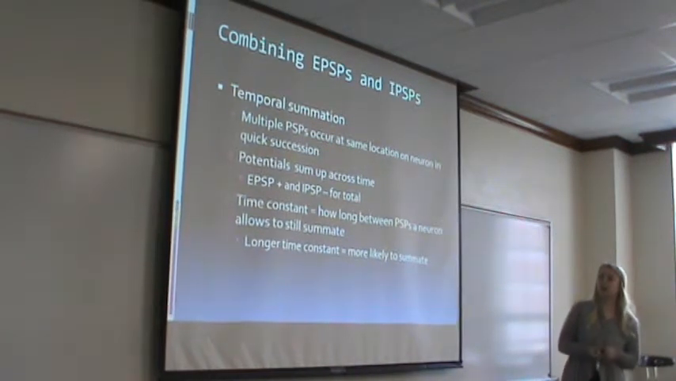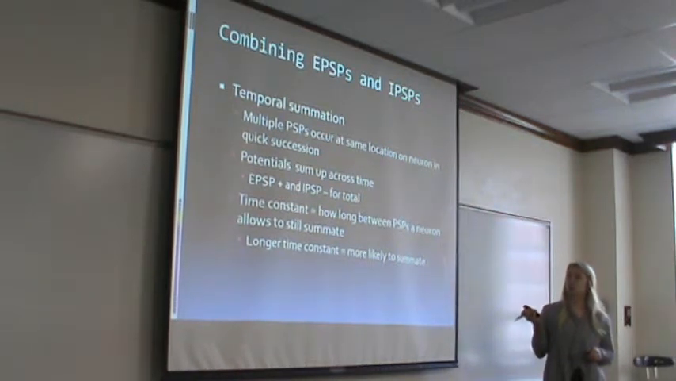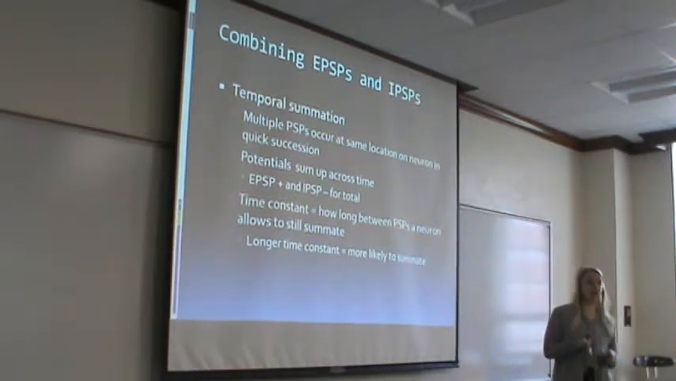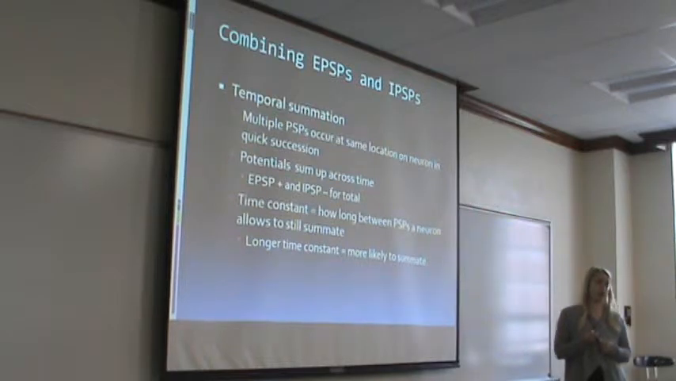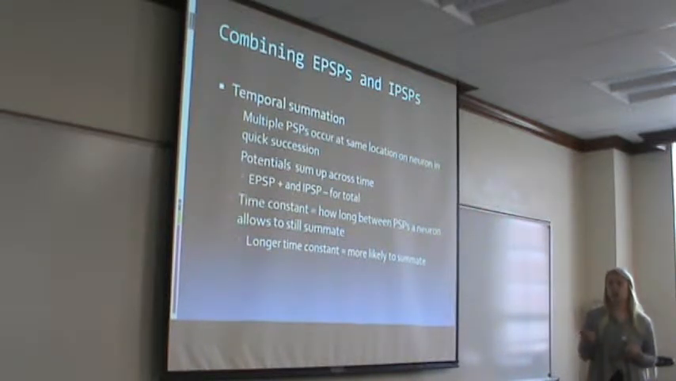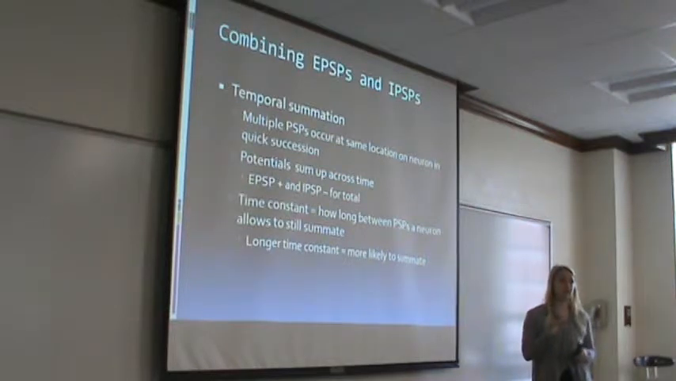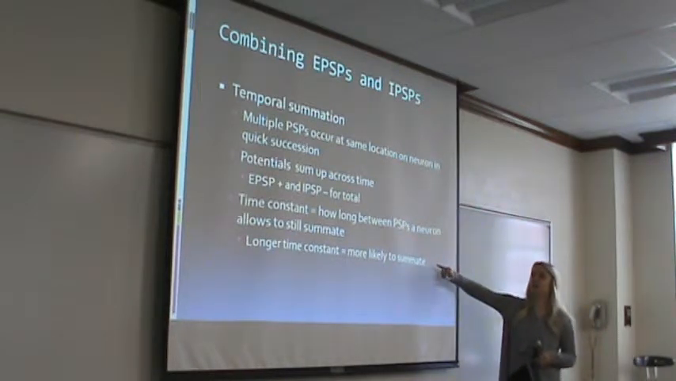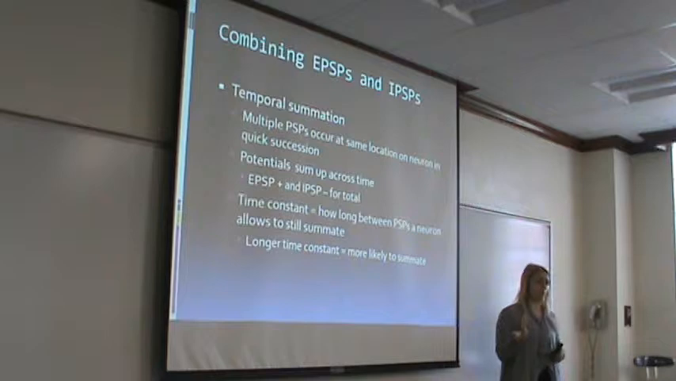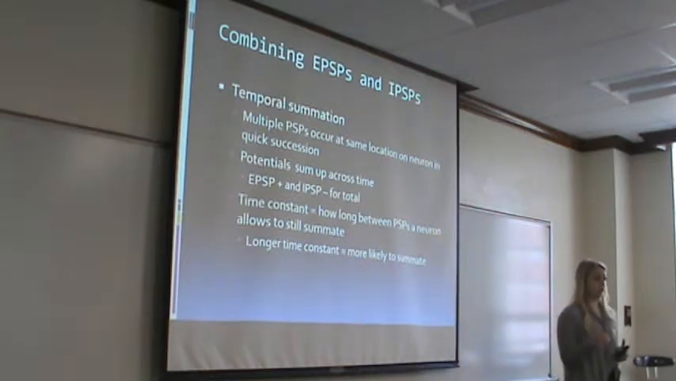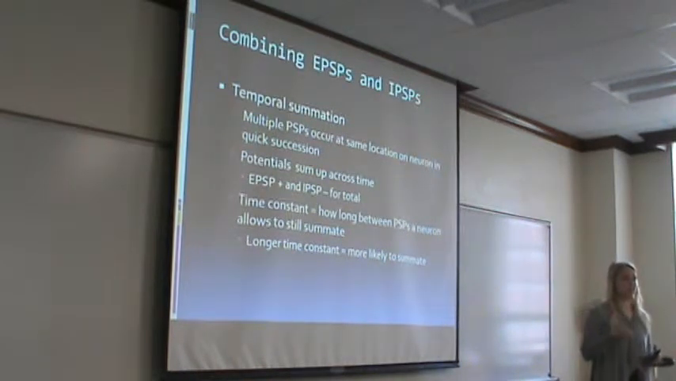Okay, so what's important here in terms of determining whether or not you're actually going to get summation is your time constant, right? So a longer time constant is going to essentially allow more easily for the postsynaptic potentials to summate. So you want a longer time constant because it's going to be more likely that you're going to get a summation and an action potential.